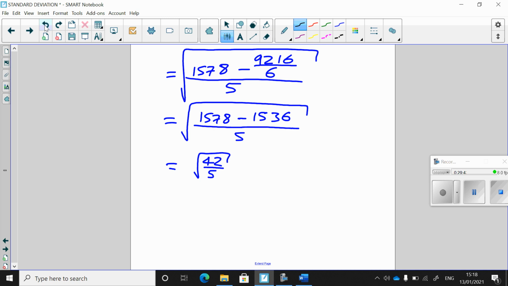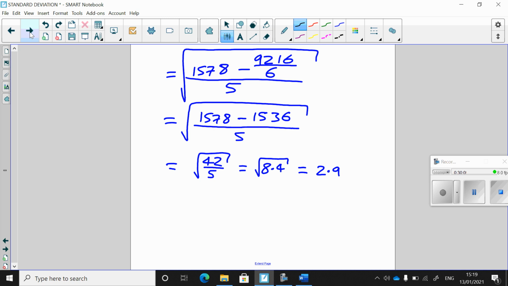Right, okay. But seeing this one, I know that 42 divided by 5 gives me exactly 8.4. So that's why I've written it like that there. You don't have to do that. You can put in square root 42 divided by 5 equals, we will get the same answer at the end. So square root of 8.4, if I was to do that, 2.9, I'll get the same answer regardless here, folks.